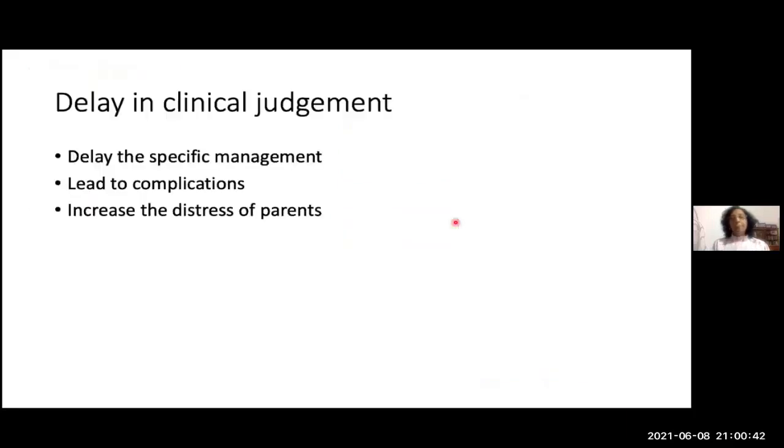Okay. Right. So if you are not conversant, if you are not confident with your clinical signs and symptoms, it will delay the specific management of your patient and increase the morbidity and mortality. And also it will lead to complication development, and adding to all that, the distress of the parents also worsens. Right?